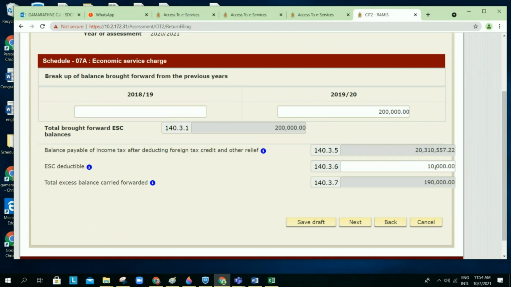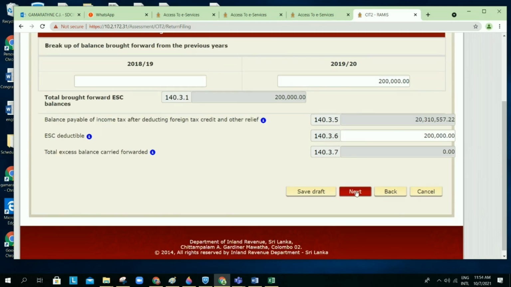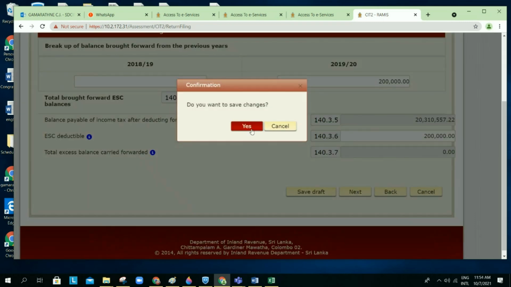Then I claim only 10,000. Then the balance has been carried forward to next year. Only if you have a 18-19 ESC balance brought forward, you can't carry forward that amount to the next year, because after 2021 it has already expired. Okay. Then I have not changed the value. I wish to deduct this total amount. Okay. Then I will move to the next schedule, schedule 7B.